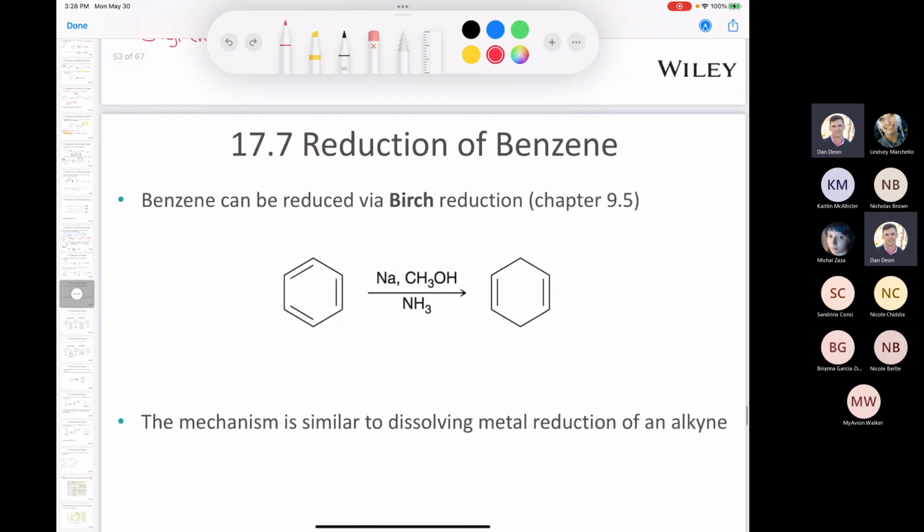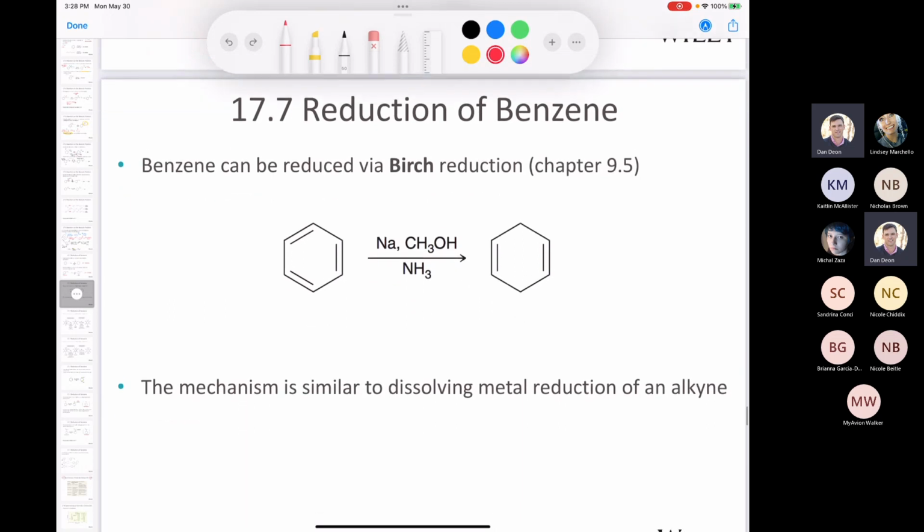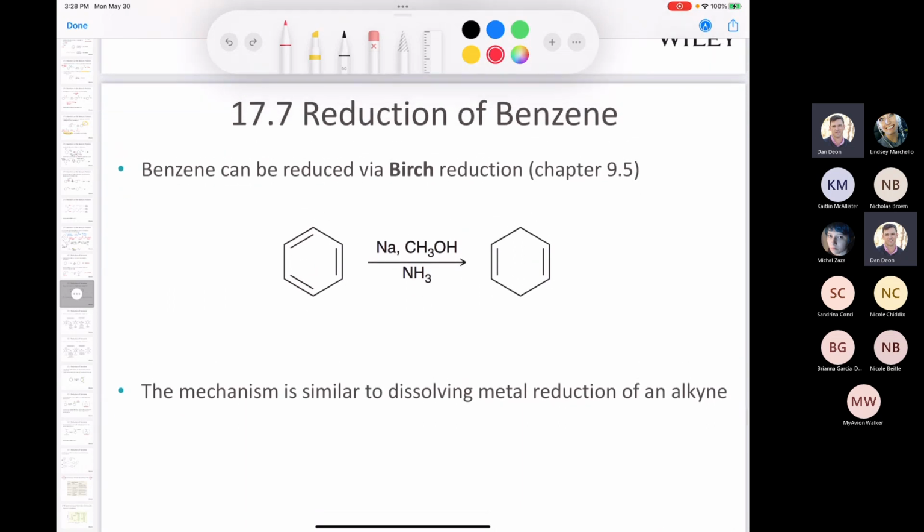But what about other means of reducing an aromatic ring here? It says that benzene can be reduced via a Birch reduction. And Birch is somebody's name. It's a chemist by the name of Arthur Birch. And we've talked about sodium metal reduction way back in chapter 9.5 when we were talking about reducing an alkyne. If we took an alkyne and treated it with sodium metal in liquid ammonia, we could make a radical anion and make a trans alkene.